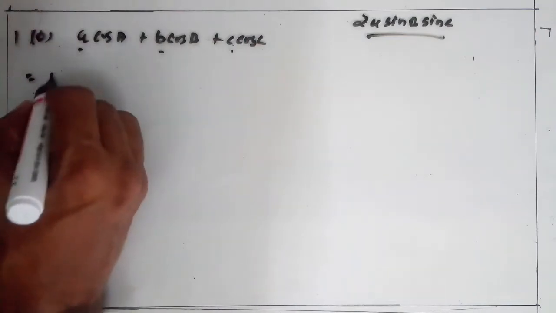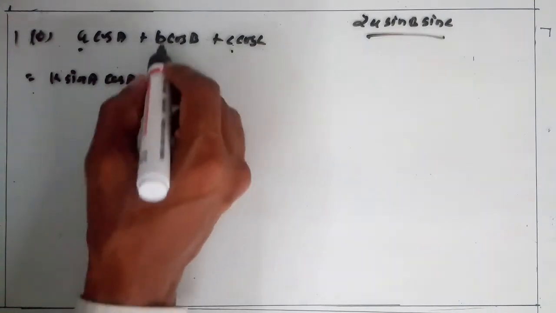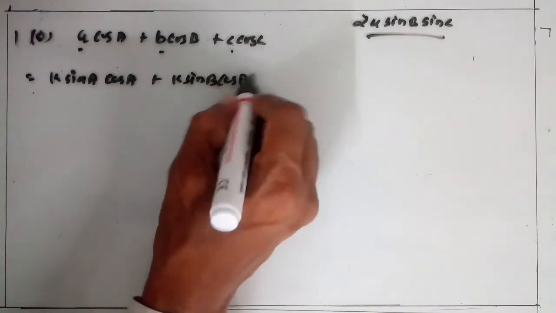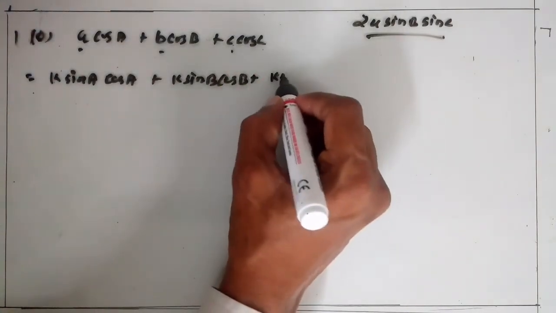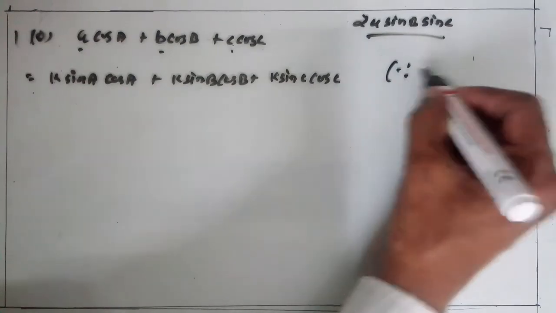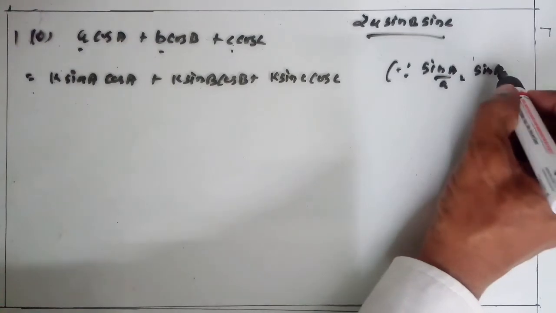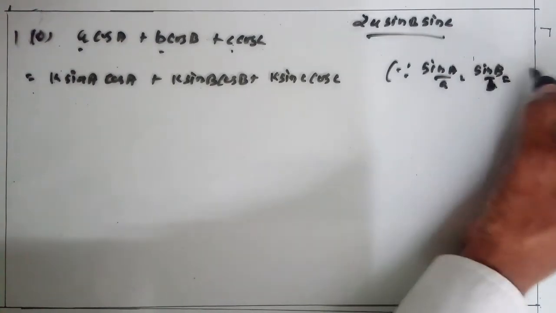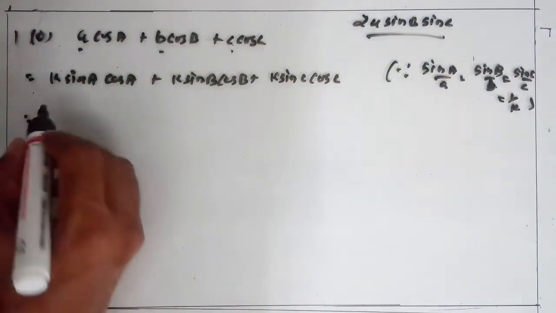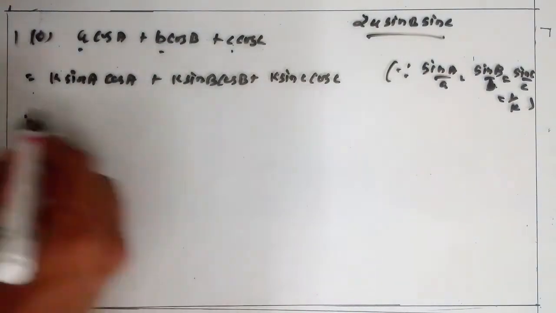So a is equal to, you know that, k sin A into cos A, plus b is equal to k sin B into cos B, plus c is equal to k sin C into cos C. Clear? Because by the sine rule, sin A upon a is equal to sin B upon b is equal to sin C upon c is equal to 1 upon k. Clear? So now take k outside, multiply each term by 2 and divide by 2 outside.